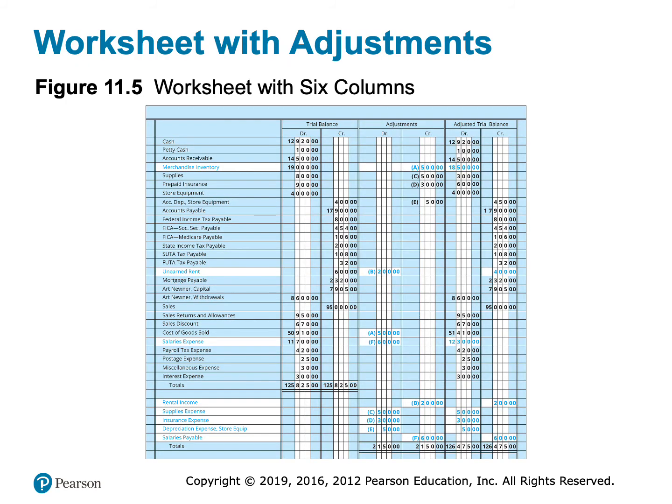So now we've got our adjustments posted in the adjustments column of the worksheet, and we've updated those account balances in the adjusted trial balance columns. So these adjusted trial balance columns, remember, are the columns that we're going to use to prepare our financial statements. And as always, debits have to equal credits, so you'll notice that they do in both the adjustments column and in the adjusted trial balance columns.